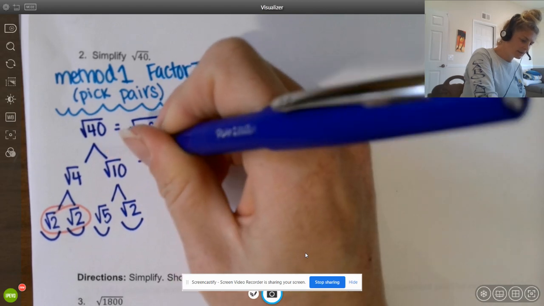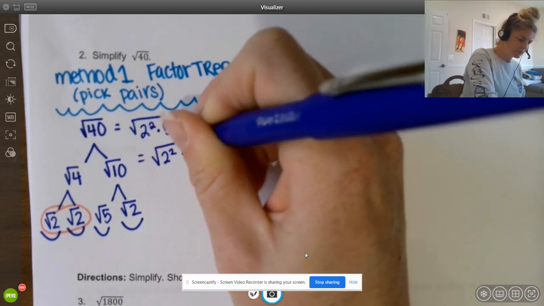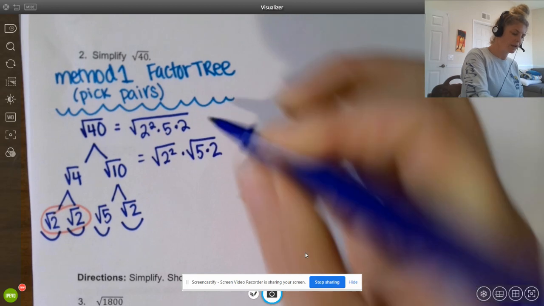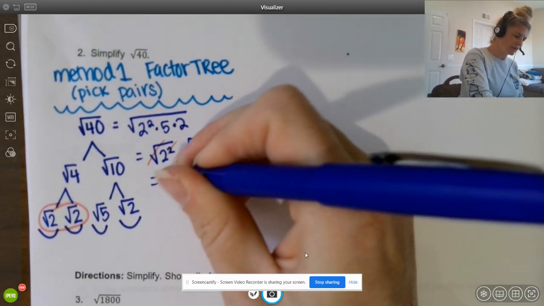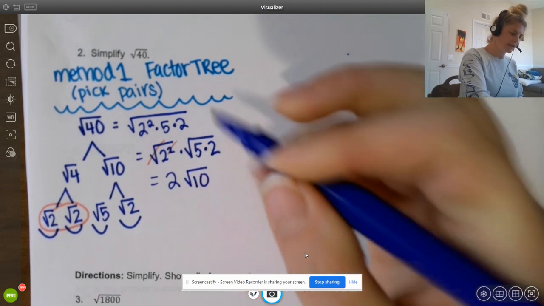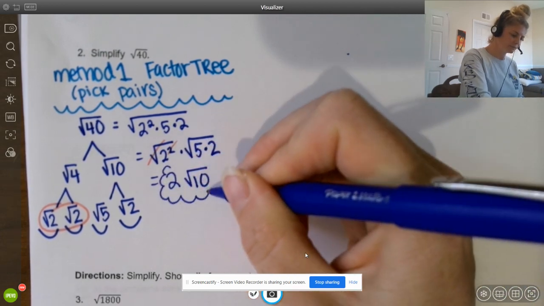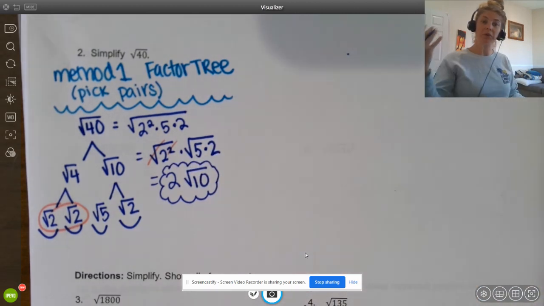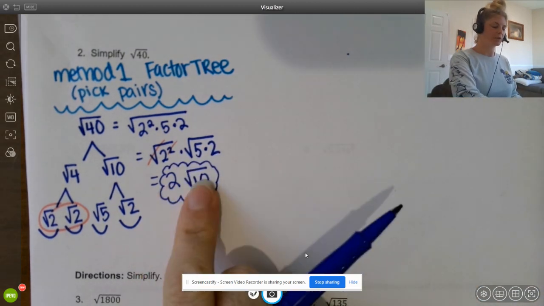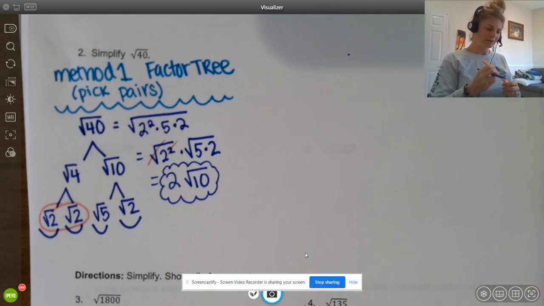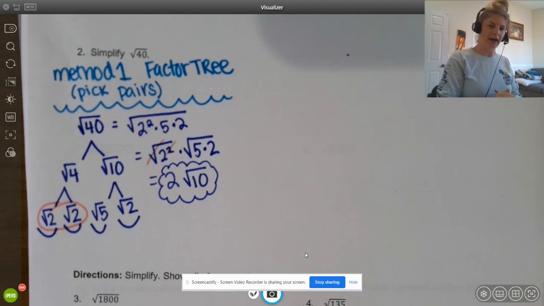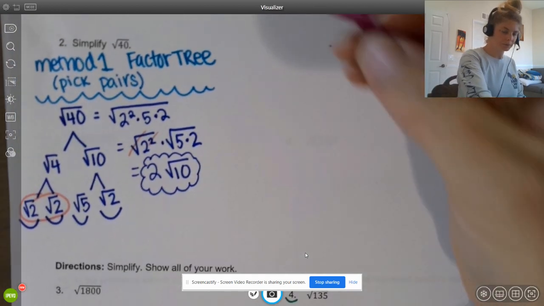So you can think about this as the square root of 2 squared times the square root of 5 times 2. Square roots and squaring are inverse operations. So we have a 2 here and root 10, and that's our final answer. And again, you can always double check. 2 squared is 4, 4 times 10 is 40, and that's the original number we started with. Nice work, mini mathematicians. Okay, so the second method we're going to look at, method 2.